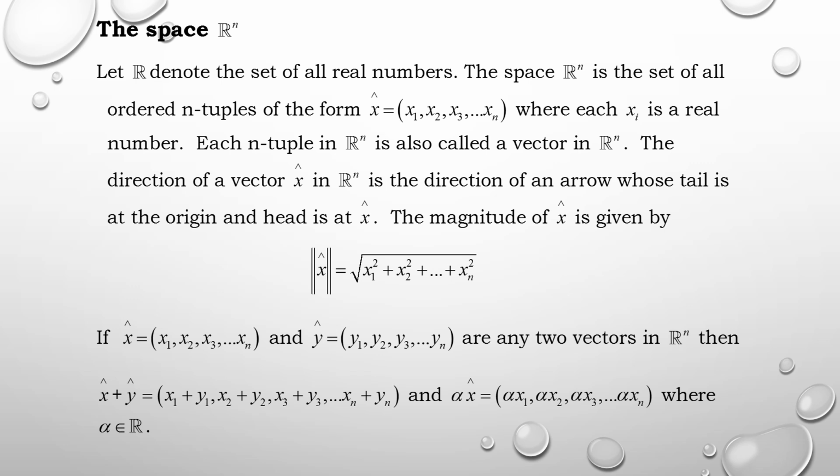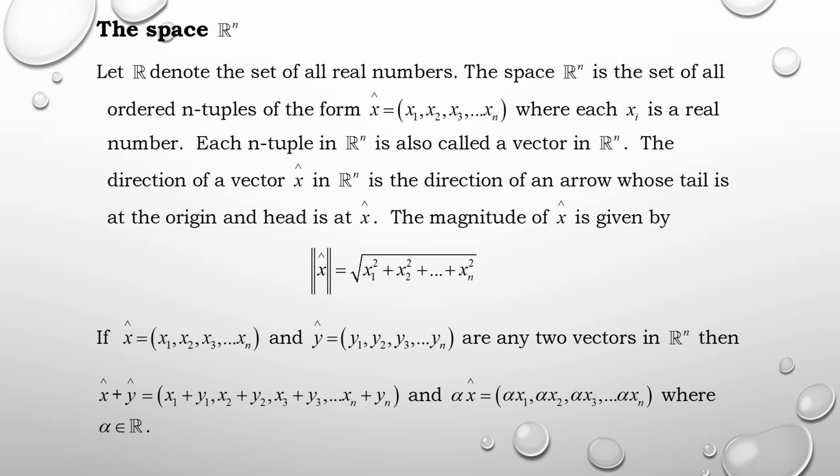Now, the space R power n is the Cartesian product of R n times. That means Rn is the set of all n-tuples of the form x cap equals x1, x2, etc., xn, where each entry xi is a real number. Now, these n-tuples in Rn are also called vectors in Rn.